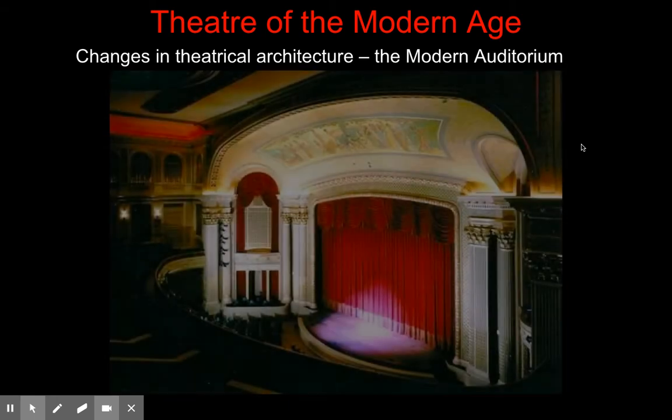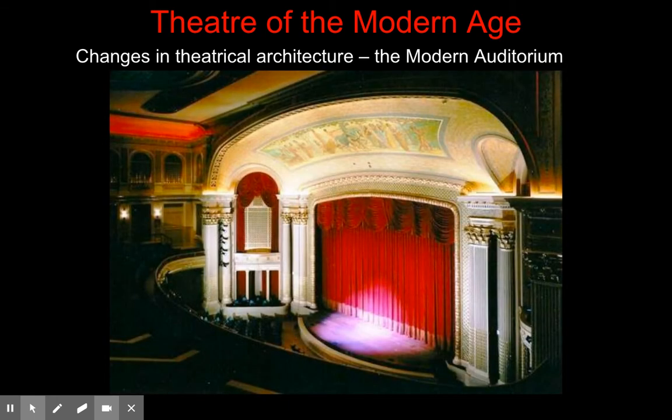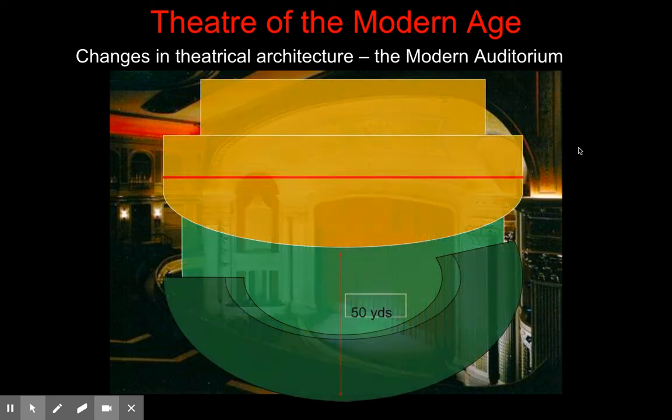What happened is, as playhouses began to change and form more of a seashell shape, it was able to bring a larger audience much closer to the stage. So now you're only about 50 yards from the stage if you're in a very big auditorium, and therefore you can see and hear what's happening a lot more easily.